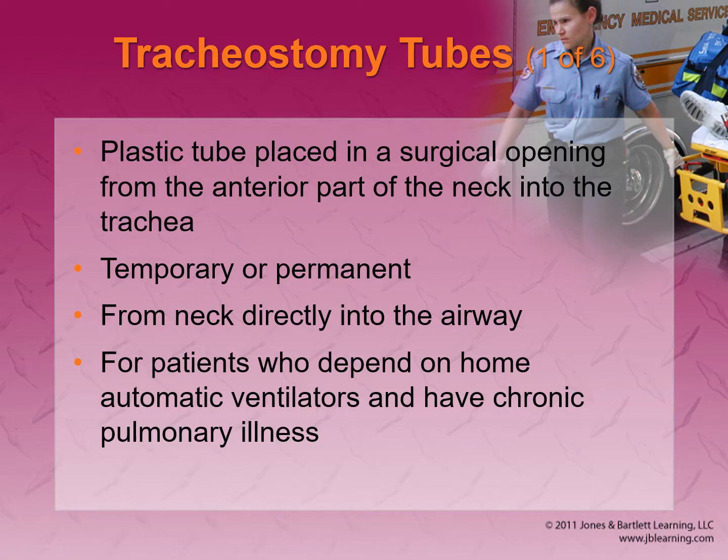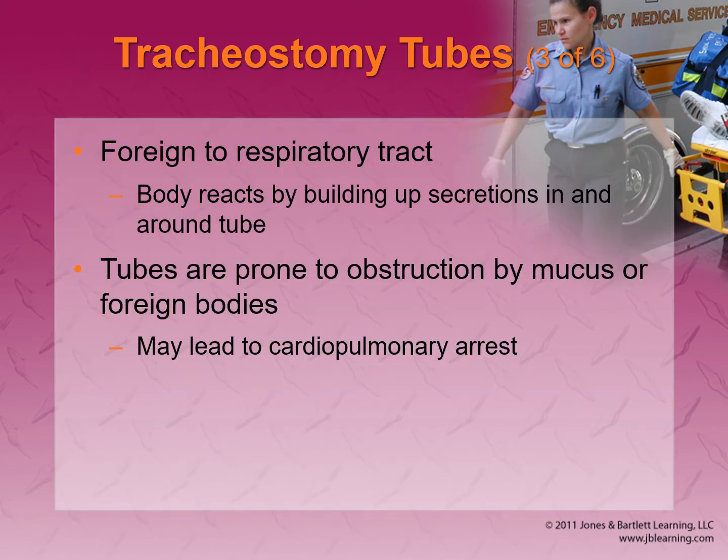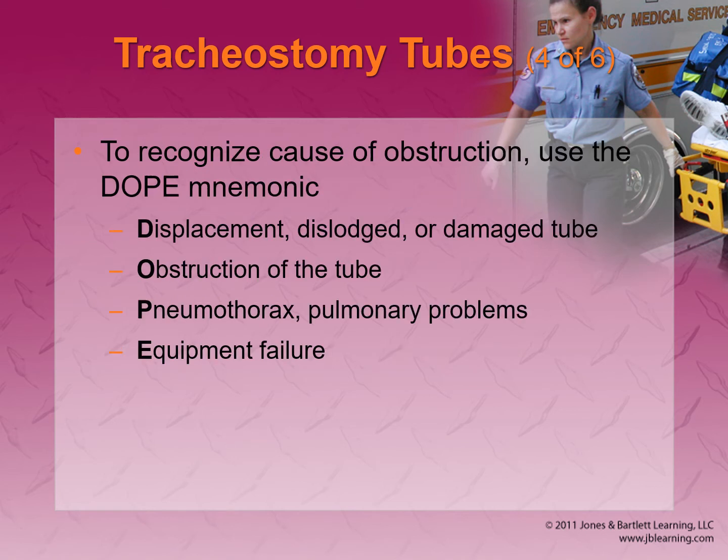So a tracheostomy tube is a tube that's placed in the neck. It can be temporary or permanent. It goes directly into the airway, and that is something you might see with patients who have a chronic pulmonary condition. They're on some sort of ventilator. Unfortunately, the body doesn't know what is going on with that, so it builds up a bunch of secretions. Tubes can get obstructed by mucus and foreign bodies, and if it blocks the tube, it can even potentially block the person's breathing.